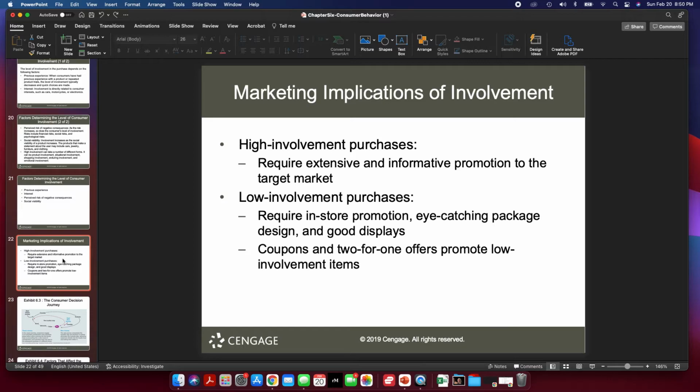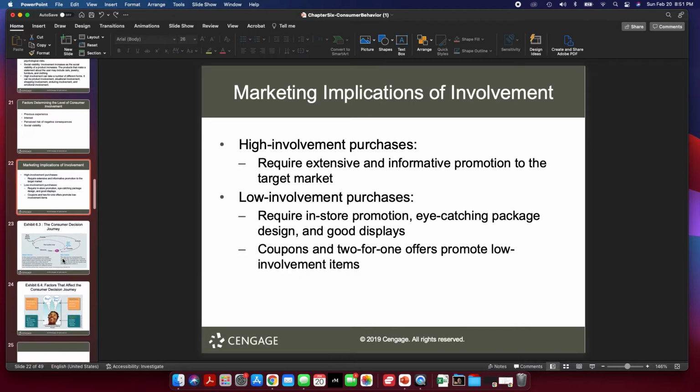Low involvement purchases. If we're advertising for low involvement products, we're going to focus on coupons, two-for-one offers, discounting, right? In-store promotions, beautiful POP displays, point of purchase displays, beautiful ads, right? Those usually help move low involvement purchases.